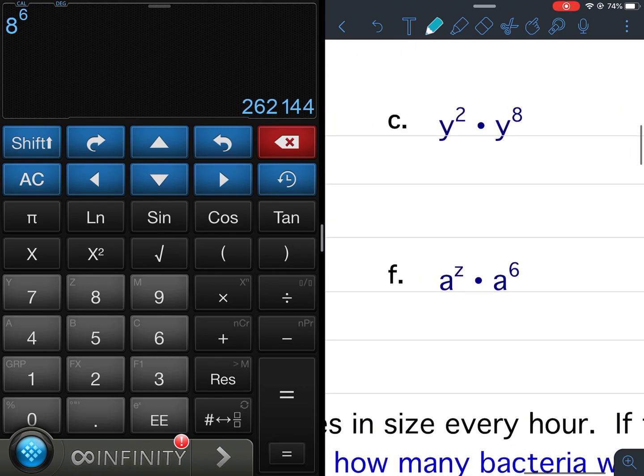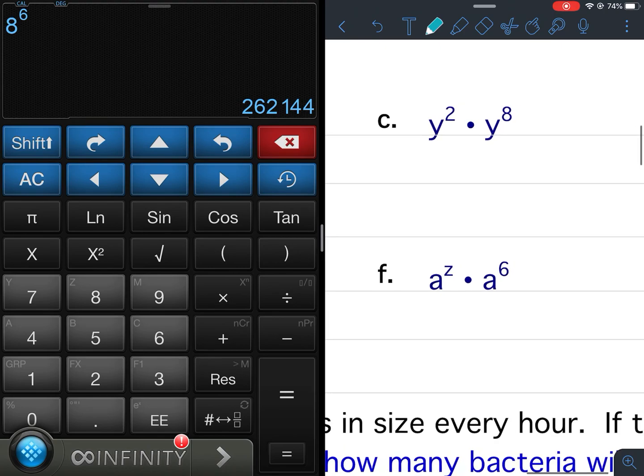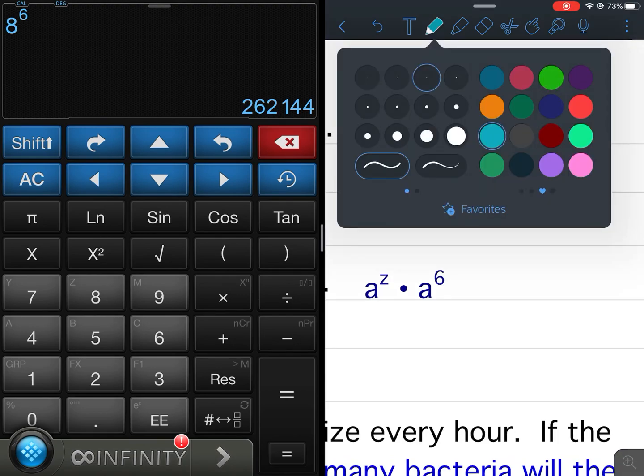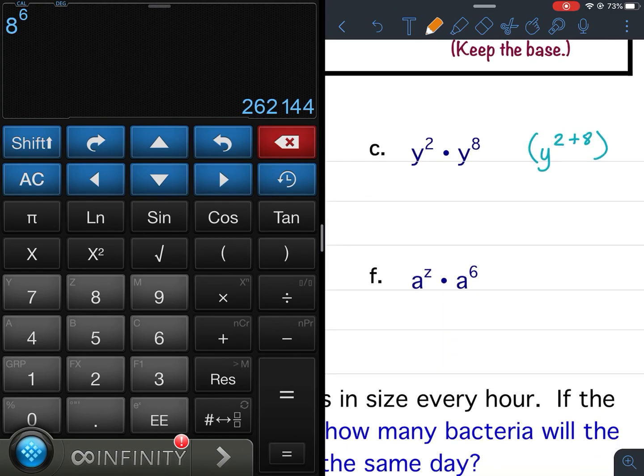For C, once again, let's write off to the side what it would be. We would take y and add the exponents. So this would be 2 plus 8. 2 plus 8 is 10. So this is y to the 10th power. Well, because the base is a variable, I can't go any farther. So this right here is my final answer. Y to the 10th is my final answer here.